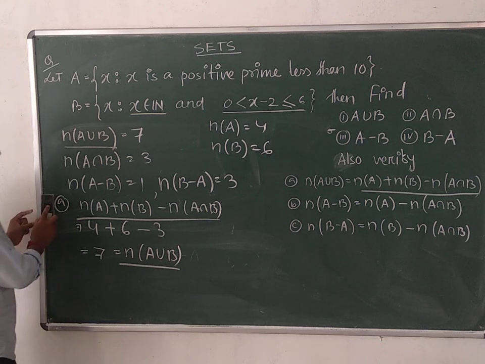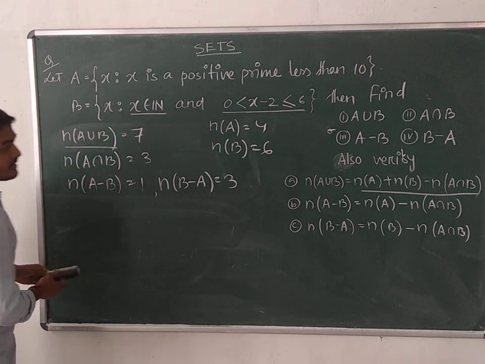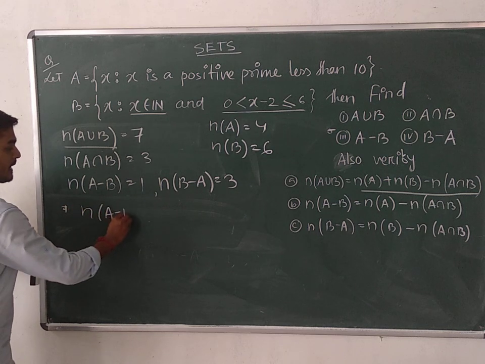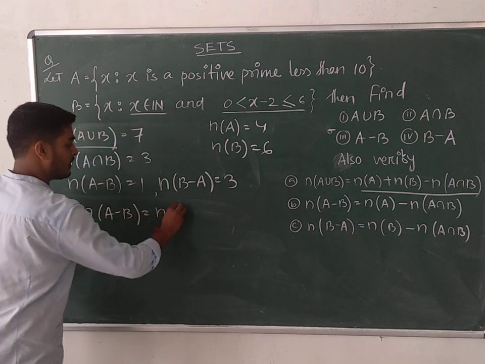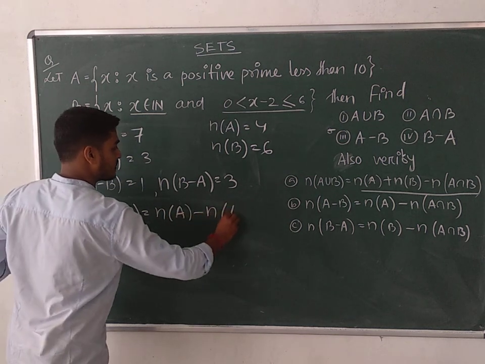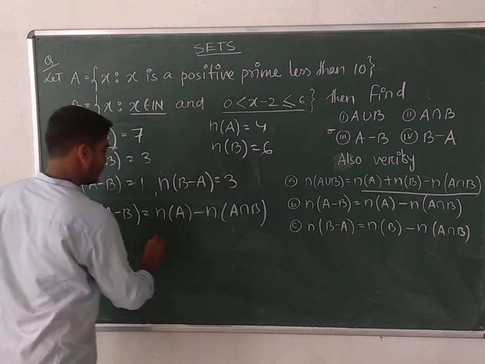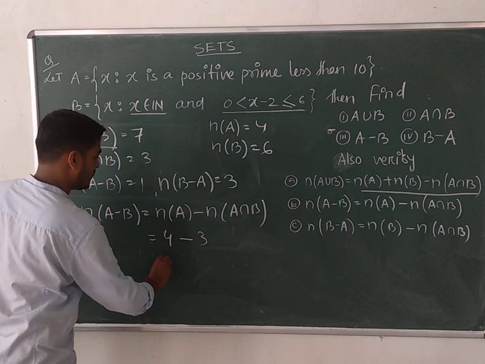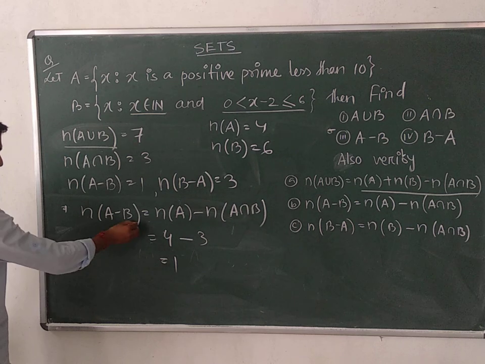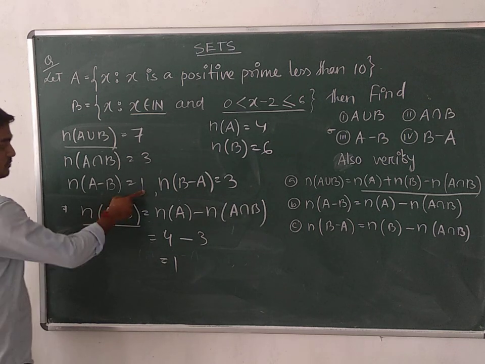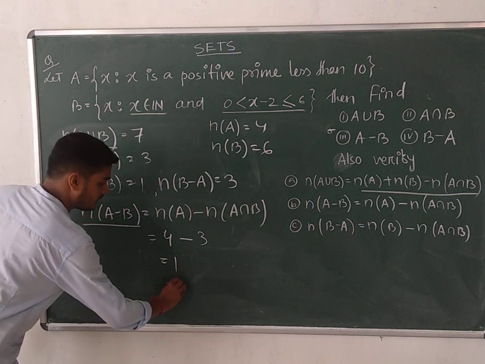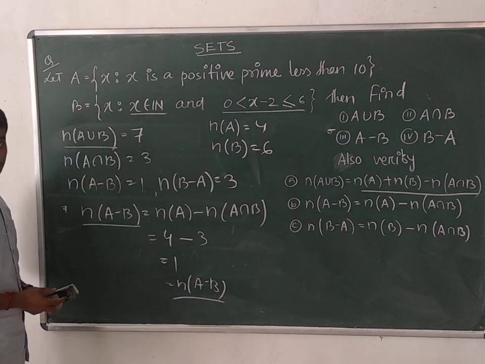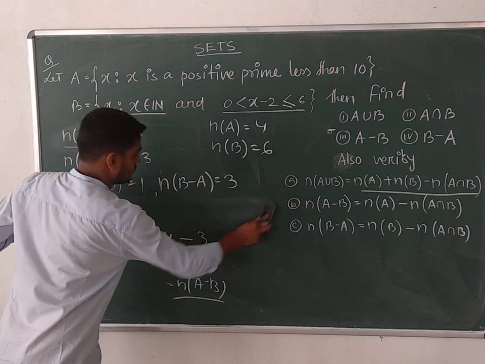So similarly we try to verify the second option. What is given? n of A minus B is equal to n of A minus n of the intersection. Let us try to put the value. n of A is equal to 4, minus n of intersection is equal to 3. This is equal to 1. Am I correct? Is it true or false? n of A minus B is equal to 1. Second option is also correct. We can easily verify.